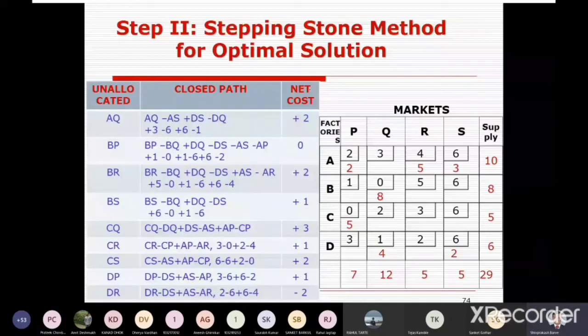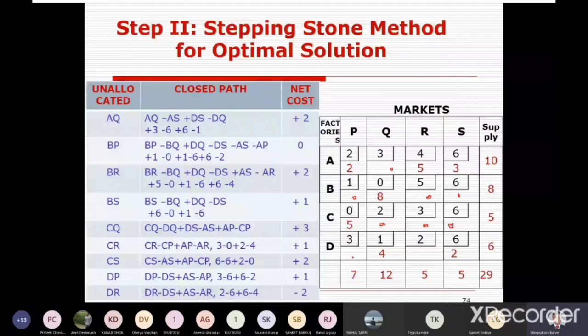So here I got this net cost for AQ, +2. BP, for this cell, I got 0. For BR, I got +2. For BS, I got +1. For CQ, I got +3. For CR, it is +1. Then for CS, it is +2. Then DP, I got +1.